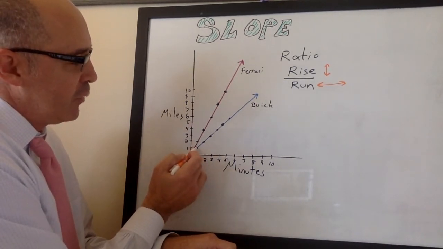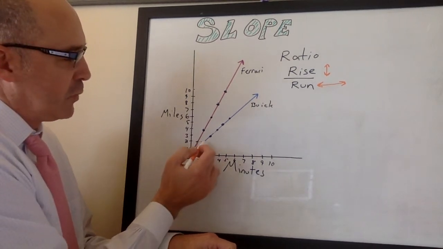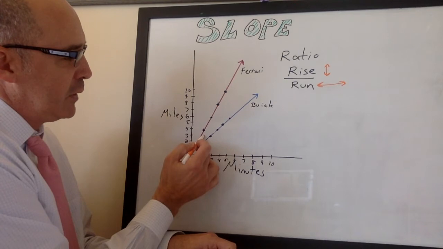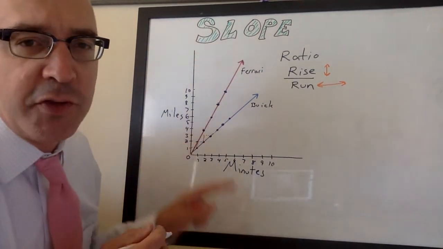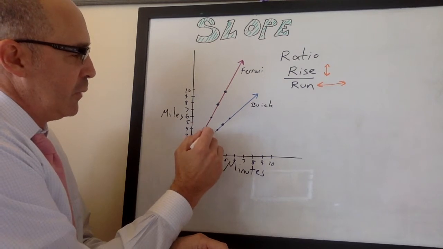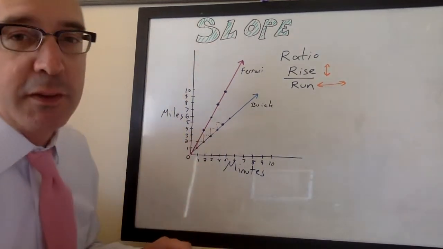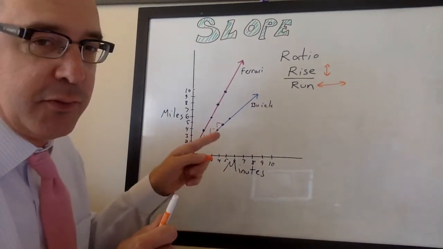From minute 1 to minute 2, it's gone another mile. So I rise 1 and run 1. Again, I rise 1, run 1. It represents a mile per minute right there. Once more, we went 1 mile in 1 minute. That's my small staircase. See it right there.